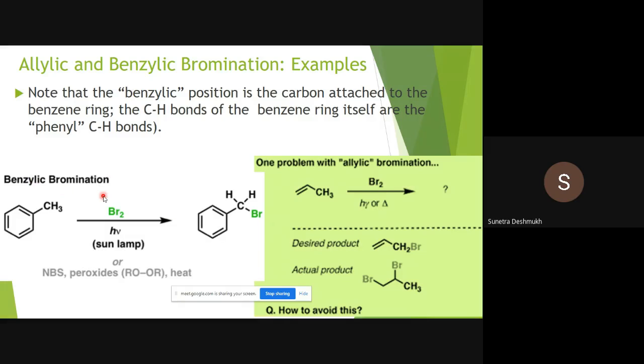And here, benzylic bromination. So we study two different mechanisms here, benzylic bromination.